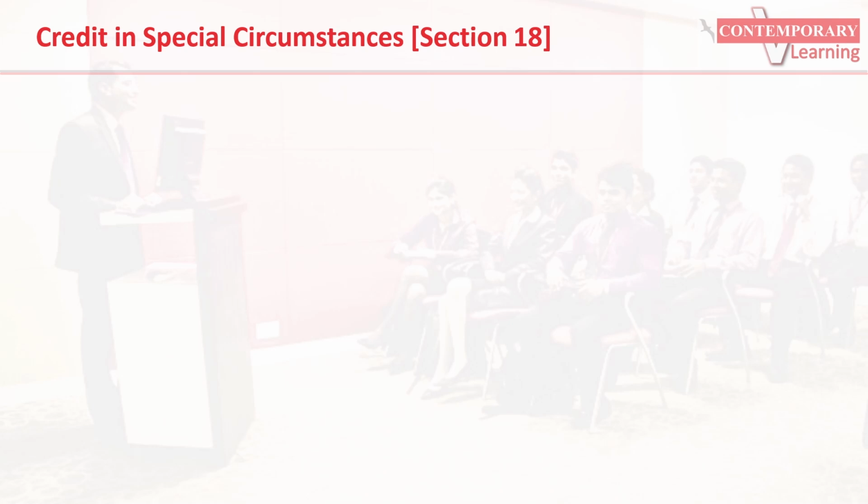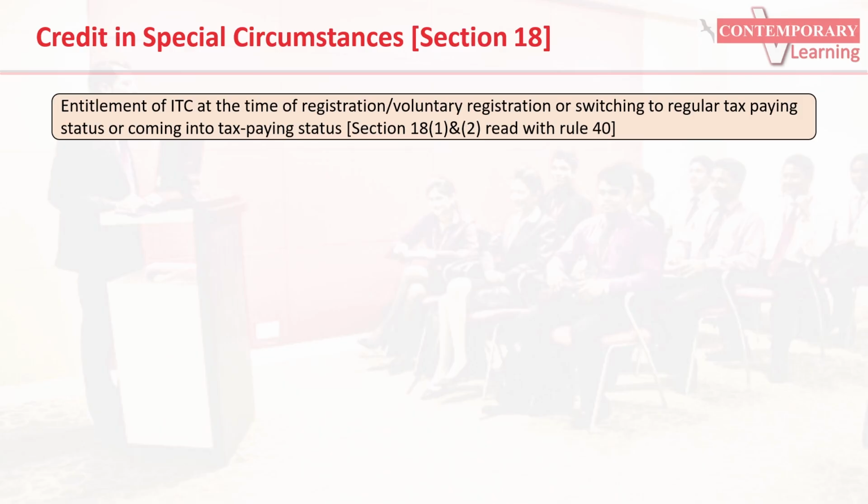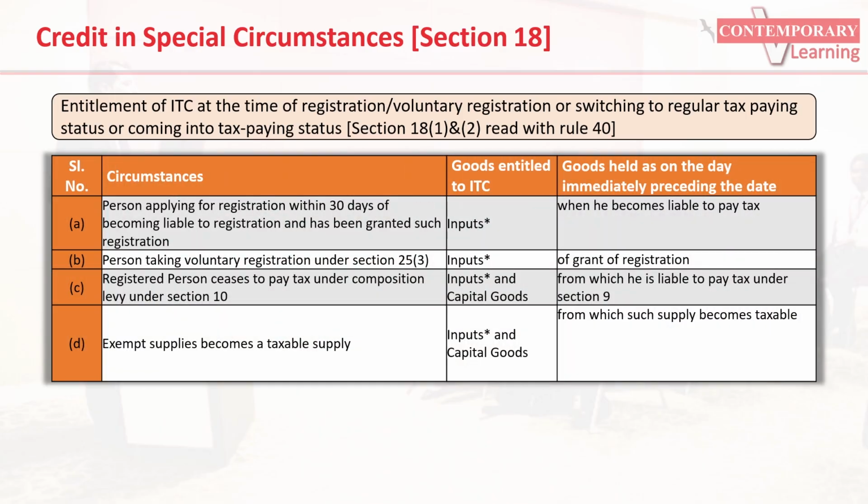Now let's move to a different topic: ITC in special circumstances. Section 18 of the CGST Act provides for ITC entitlement when there are changes in your registration status or tax liability status. There are four main scenarios where you can claim ITC on stocks held. First, when you apply for registration within 30 days of becoming liable and get registration, you can claim ITC on inputs held on the day before you became liable to pay tax.